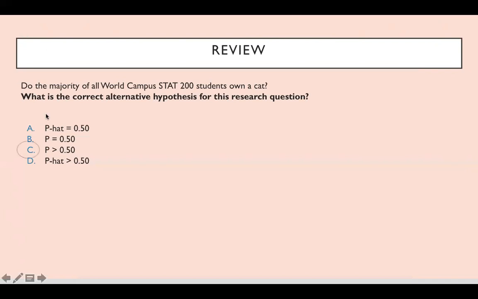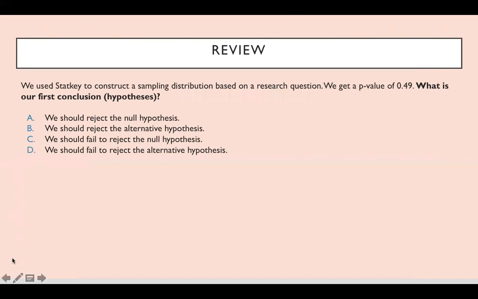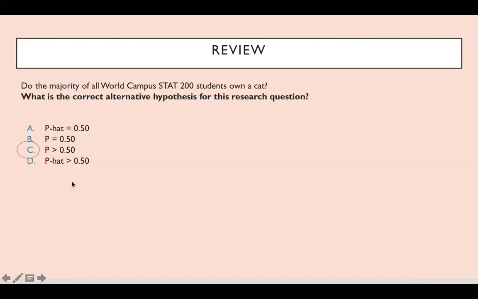All right, awesome. You all got the answer C. Oops, sorry. P is greater than 0.50. Here in this case, if we're looking for the null hypothesis, that would be B.